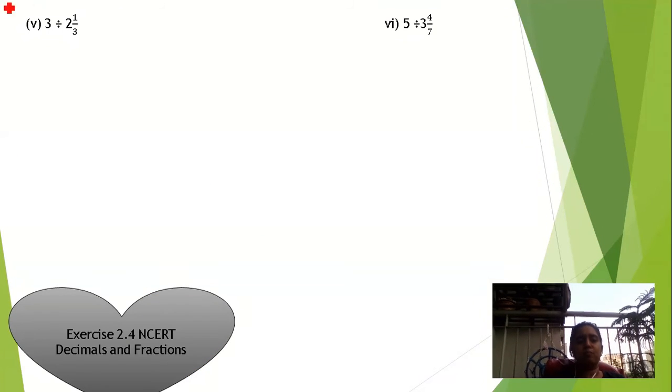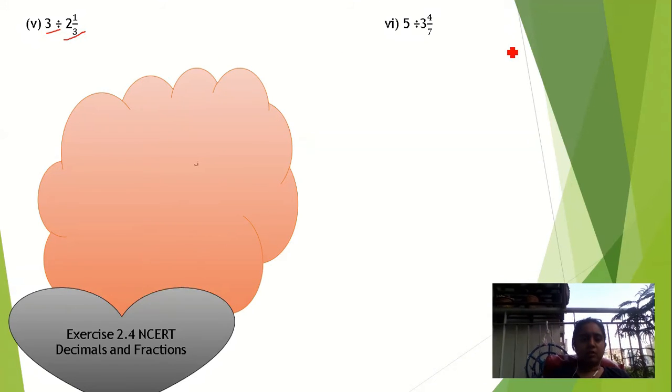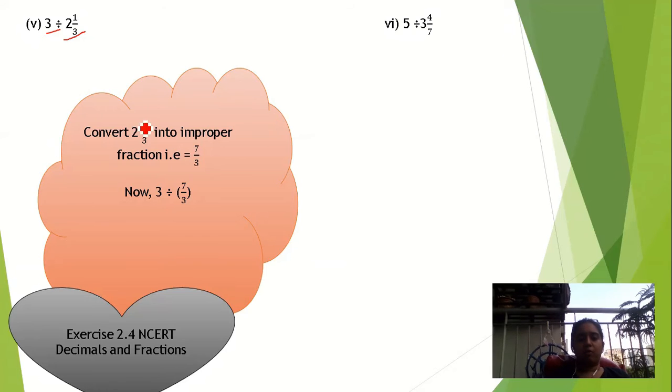And the fifth part is, first we will convert this mixed fraction into the improper fraction, and whatever answer we get, we will divide that answer by 3. So first convert this number into the improper fraction, that is 3 twos are 6 and 6 plus 1 is 7. So our answer is 7 upon 3. Now we will divide this 7 upon 3 by 3.